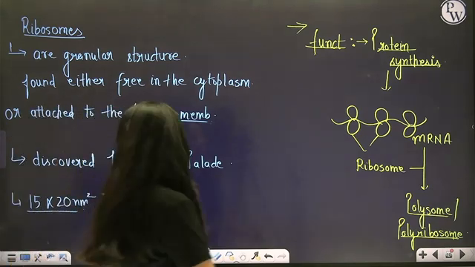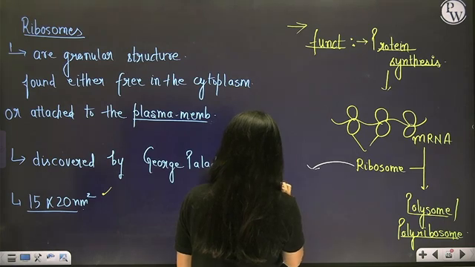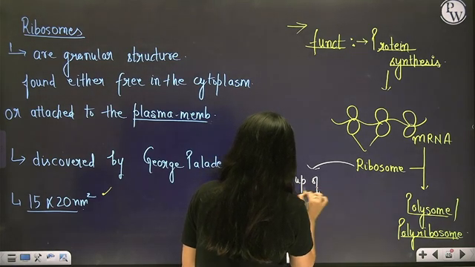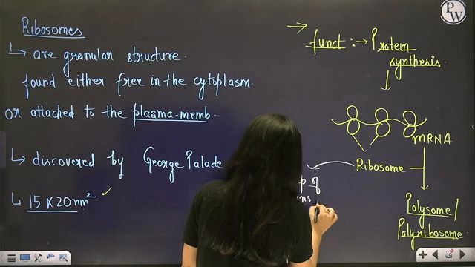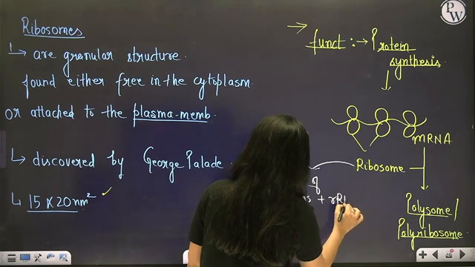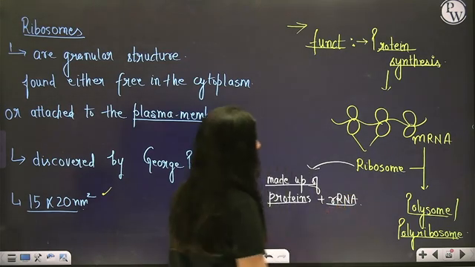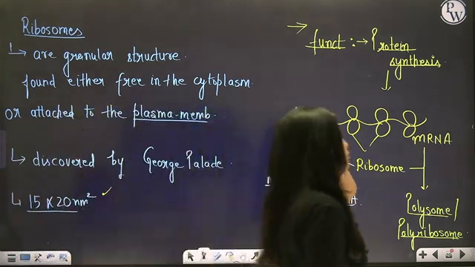And what are these ribosomes made up of? So these ribosomes are themselves made up of proteins plus rRNA. Right? Done? I hope you all have understood so far.